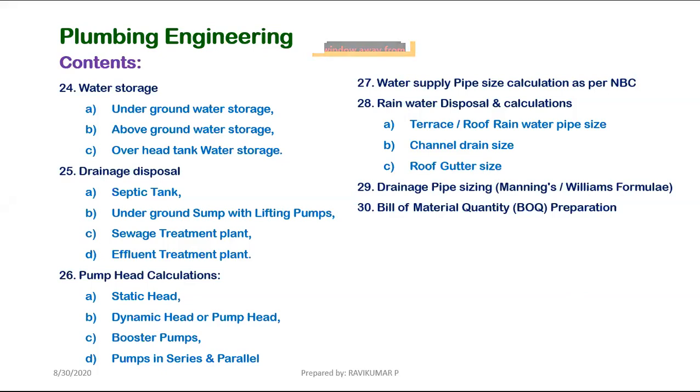Okay, now we will go to the class. In the last class, we saw the terrace roof rainwater pipe size calculation and the channel line calculation. Remaining, we have to see the roof gutter size calculation, drainage pipe size with Manning's and Williams formula, and the bill of material preparation method. Now we will go for the roof gutter size calculation.